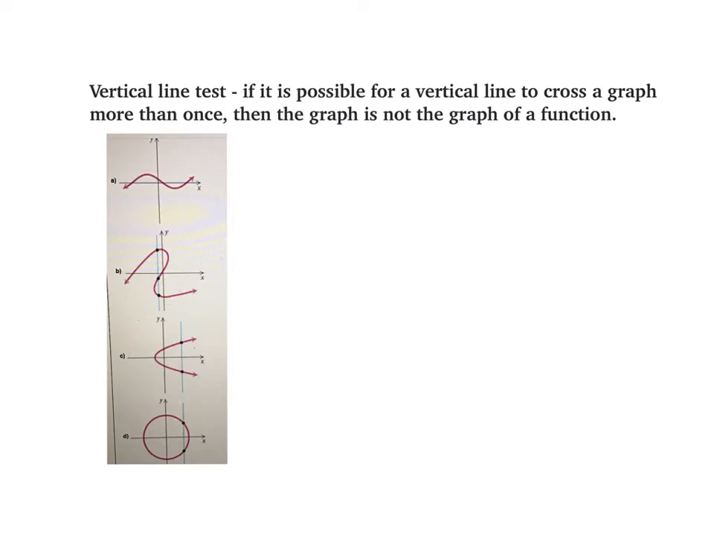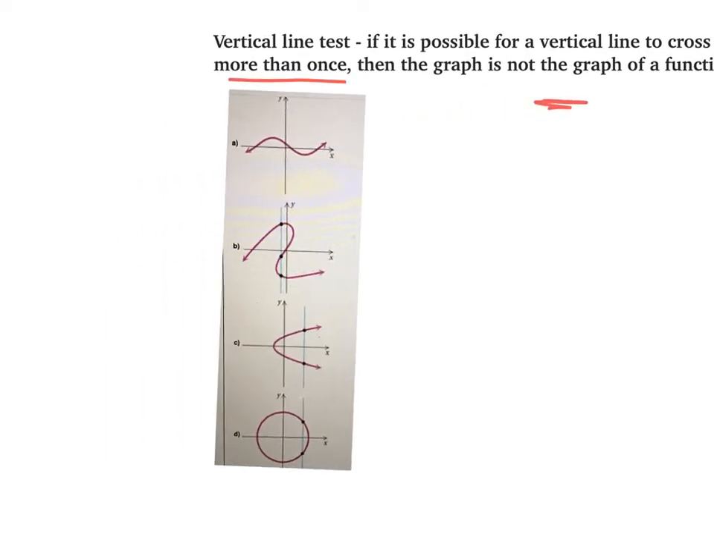If you can draw a vertical line through a graph and cross it more than once, then it's not a function. It's not if you can cross it more than once. If you can just cross it once, it is a function. Let me show you a couple of these here. Move this up out of the way. Let's make these a little bigger.